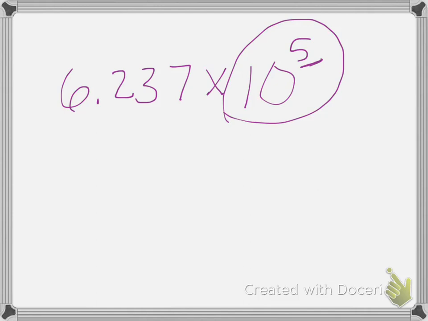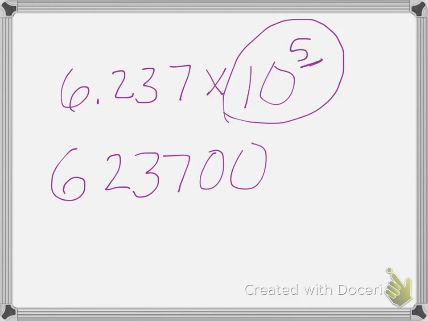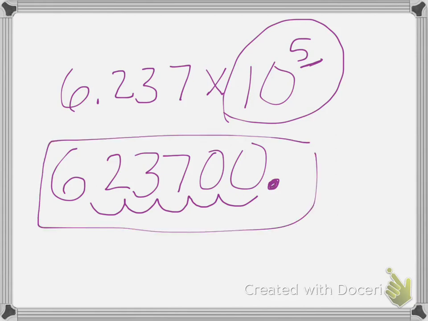So which way would the decimal go on 6.237 to make it big? It's going to go to the right. And so you just make the decimal move 5 times. 1, 2, 3, 4, 5. Just make sure you don't put it in the original spot. Just make sure on the test you only have 1 decimal. So that becomes your answer.